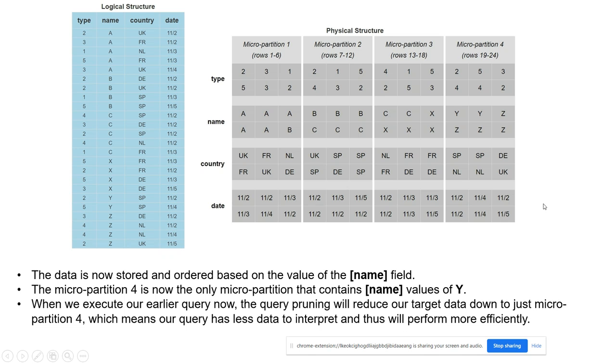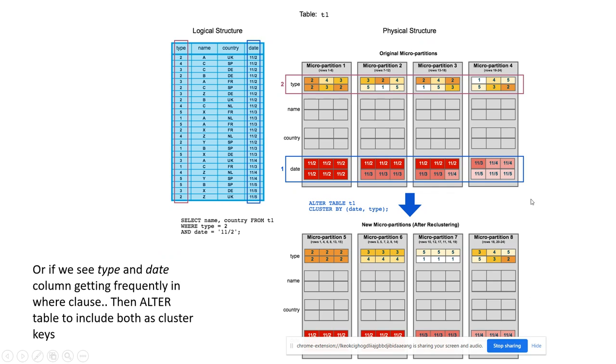So whatever I explained in the previous slide. Okay, now how to recluster the data. Suppose I want to apply clustering on two fields now. Earlier I applied only on name, but after some time I realized I want clustering on type and date. So how can we do that? Simply by using this alter command: alter table name, cluster by, and the fields.